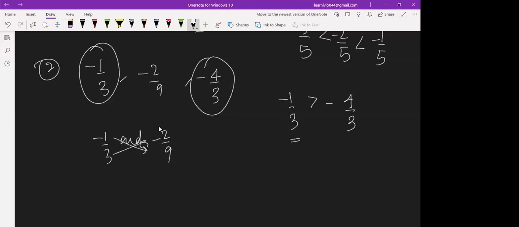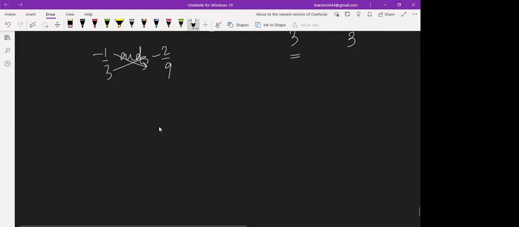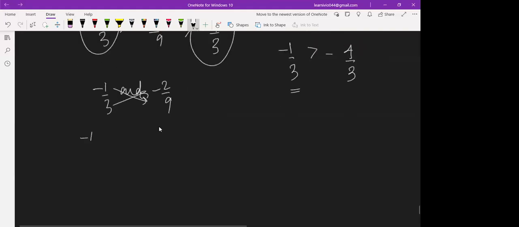I will cross multiply, right? So what is my answer? My answer will be minus 1 into 9, and on the right side I have minus 2 into 3. So this becomes minus 9, and here it becomes minus 6. So which is greater? Minus 6 is greater. That means minus 2 by 9 is greater.